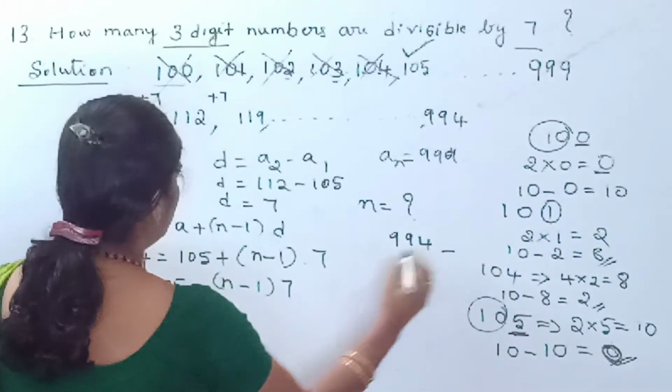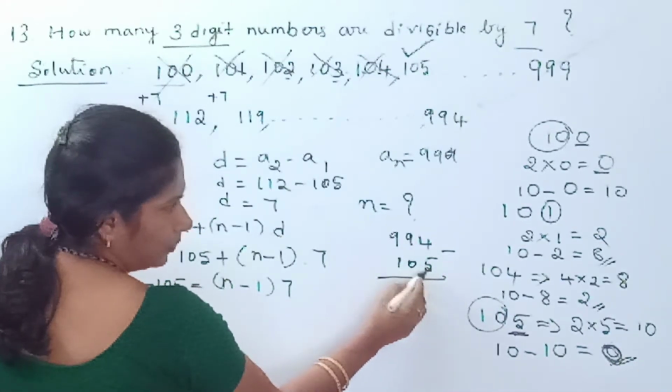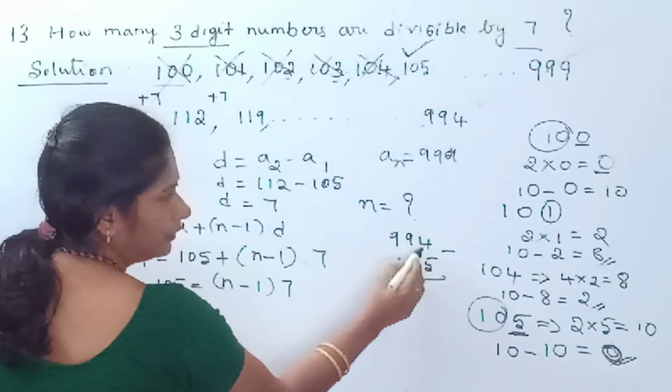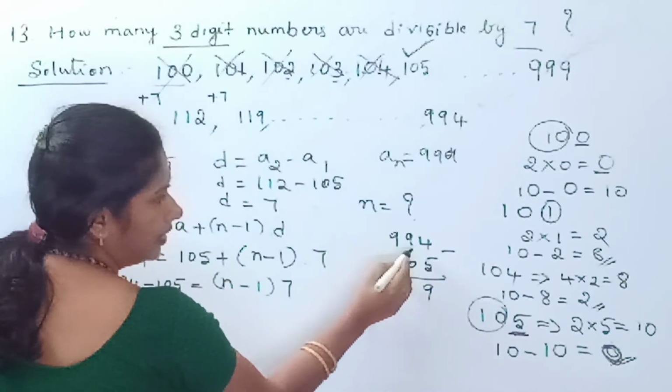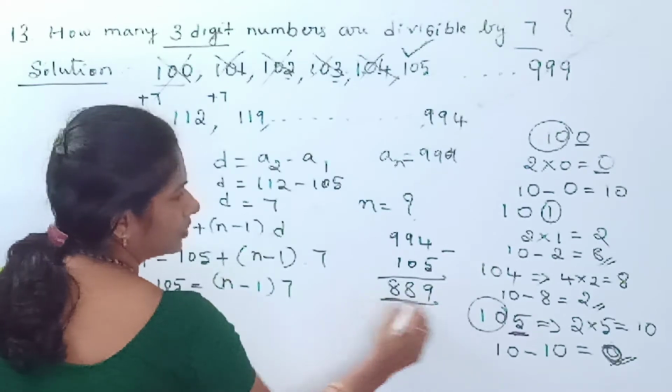994 minus 105. Let us work it out, children. 4 minus 5 is not possible, so you borrow, children. So it is 14. 14 minus 5 is 9. 8 minus 0 is 8. 9 minus 1 is 8. So what is the answer here?